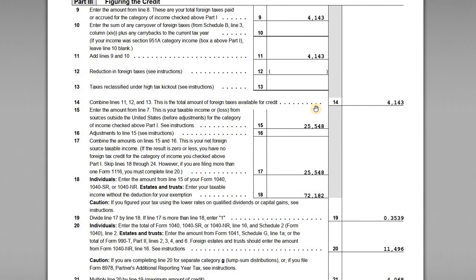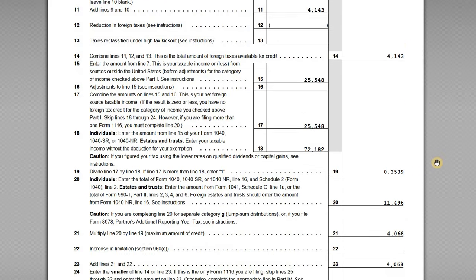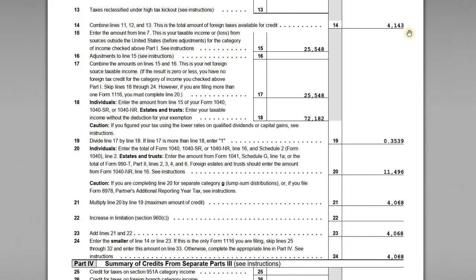These concepts are beyond the scope of this video, so that's why they're zeros. They don't apply to John for this year. So the total amount, again, he's working with here is $4,143.